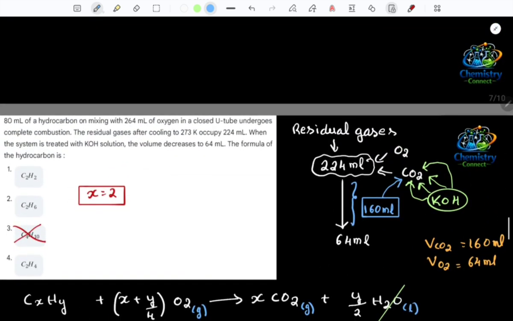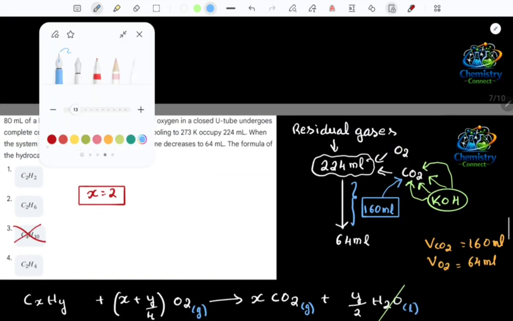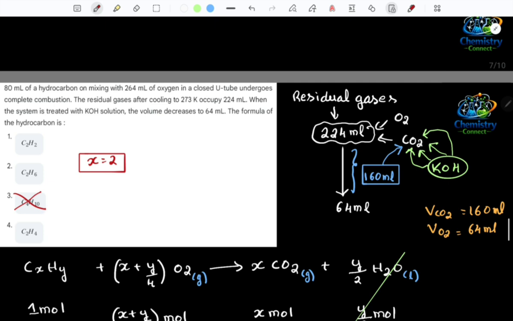So this is how the calculation goes. This is a very lengthy one. So y value will be 2. So where is the y value 2? Option 4 is not the answer. Option 2 is not the answer. Then the correct answer is option 1.